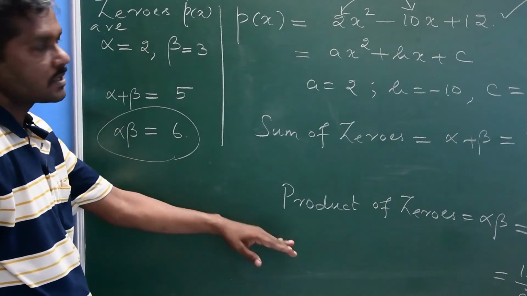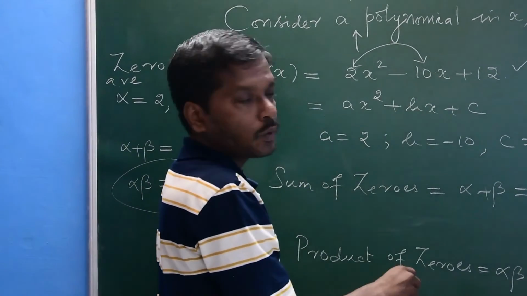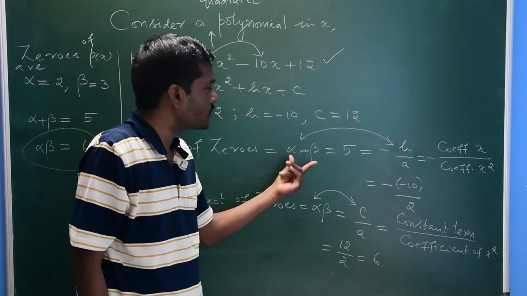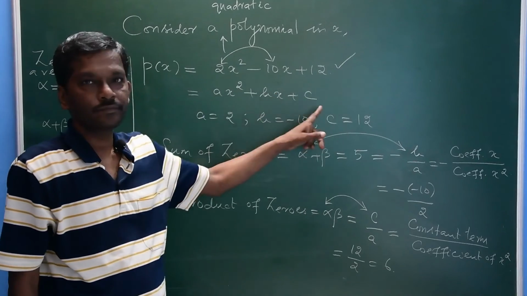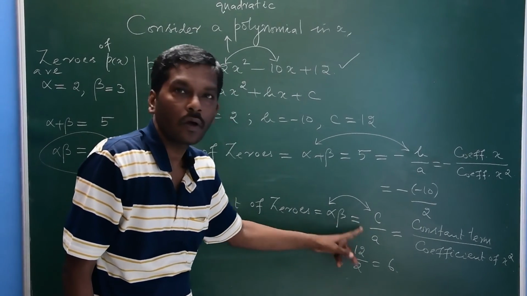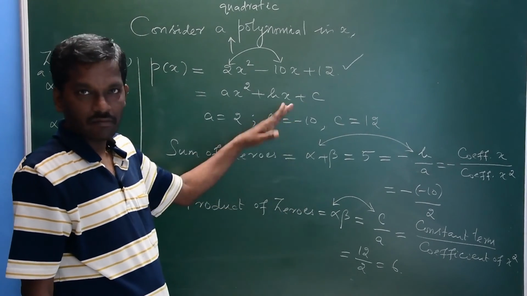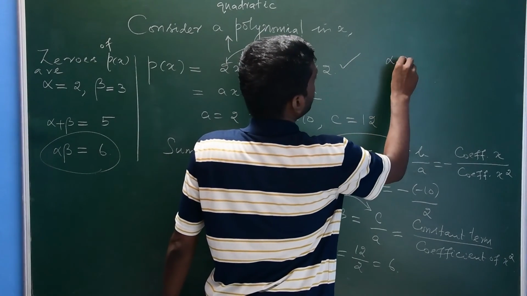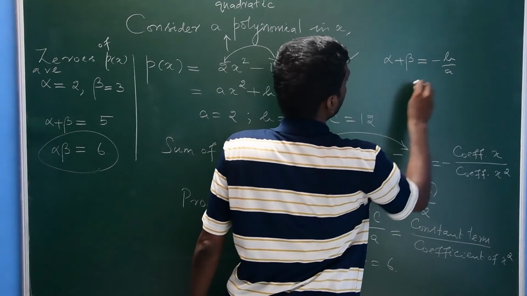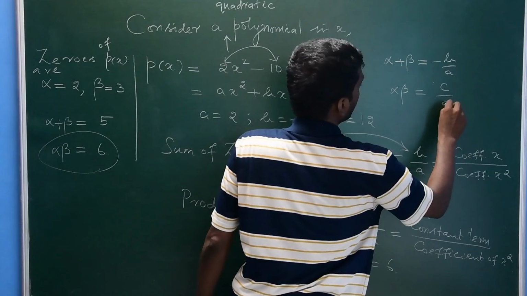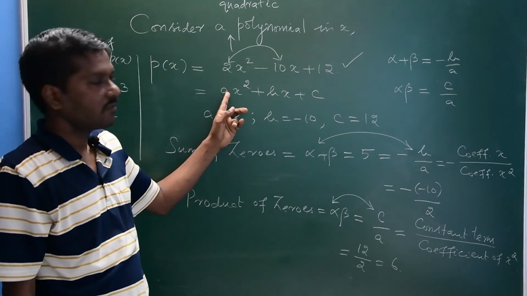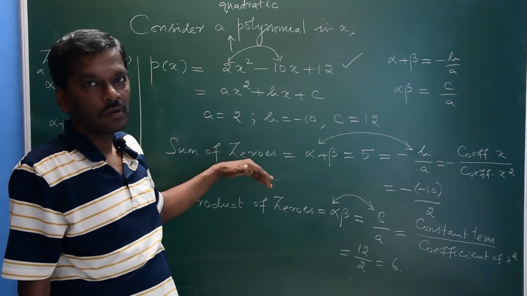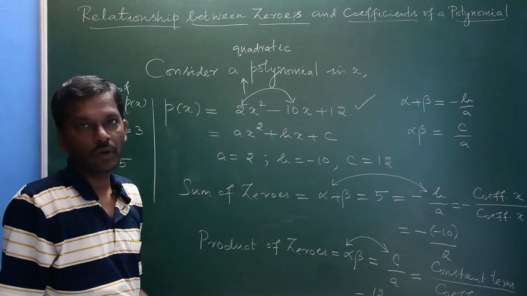So from this result we conclude that these two are equal, and these two are equal. Alpha and beta are zeros, whereas b and a are coefficients of the polynomial. Alpha and beta are zeros and c and a are coefficients of the polynomial. So this is an example where we have verified. Now we derive this result in detail. That is, what is the result? Alpha plus beta is equal to minus b by a. This is the result that we are going to derive. Alpha times beta is c by a. We have verified this result with this example. Verification is not proof. Now we will try to give a general proof.